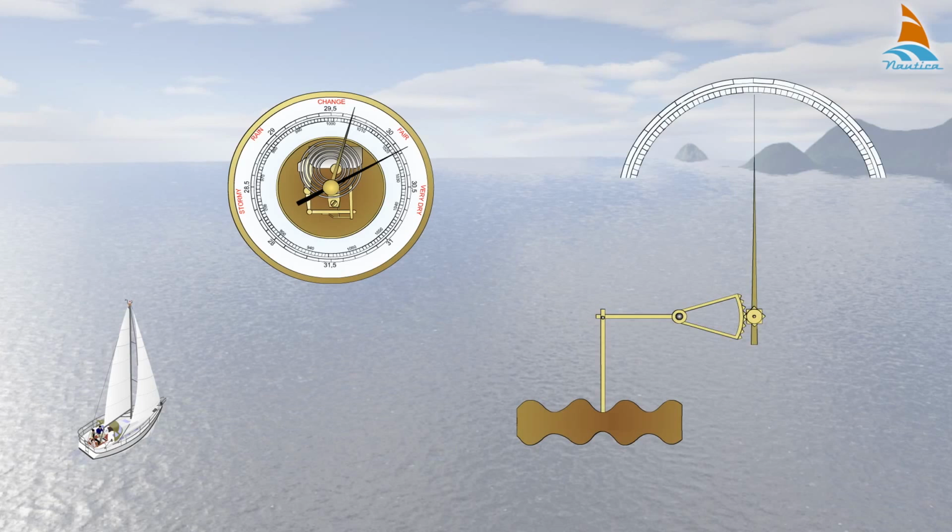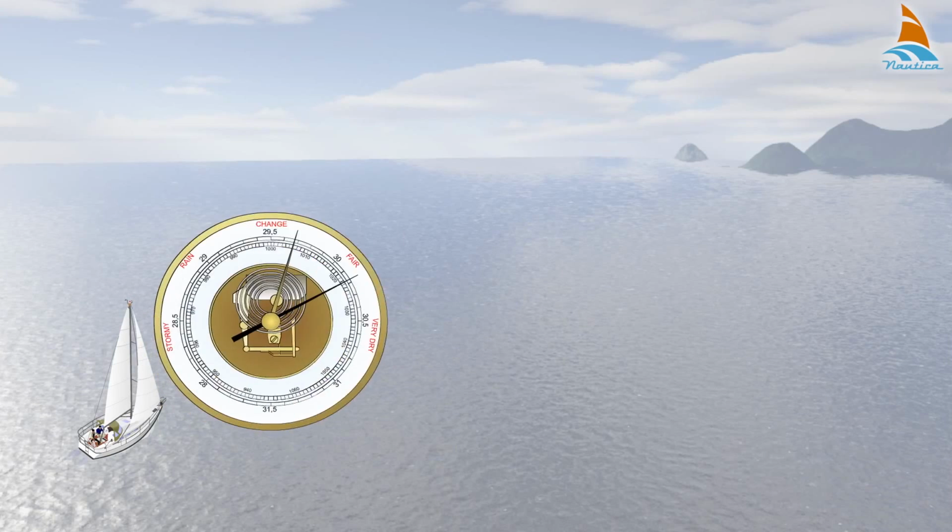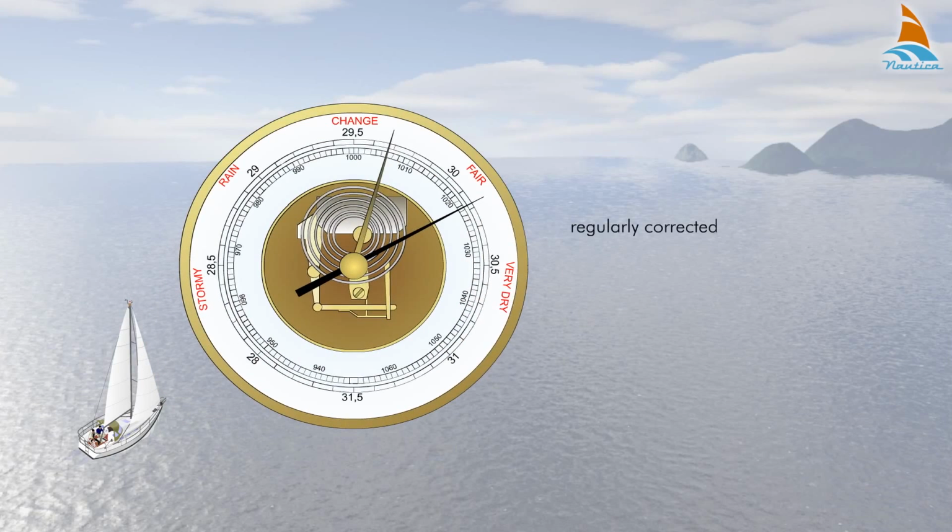When air pressure increases, the top of the corrugated container bows in, and when air pressure decreases, the top of the corrugated container bows out. The lever transmits these changes to the pointer on a dial. Air pressure can be measured in inches of mercury or in millibars, also known as hectopascals. The aneroid barometer needs to be regularly corrected for index error and height above sea level.